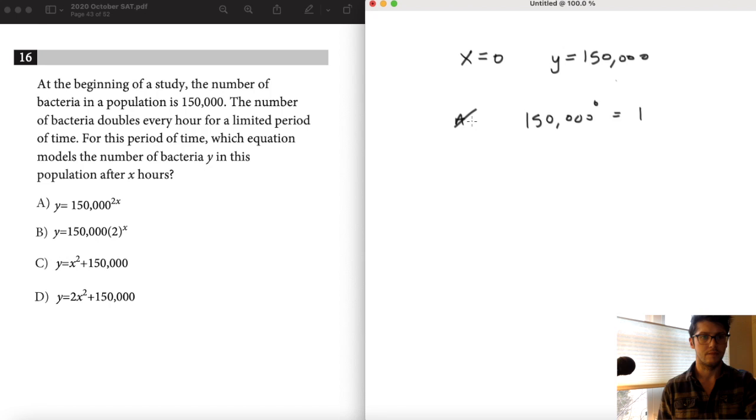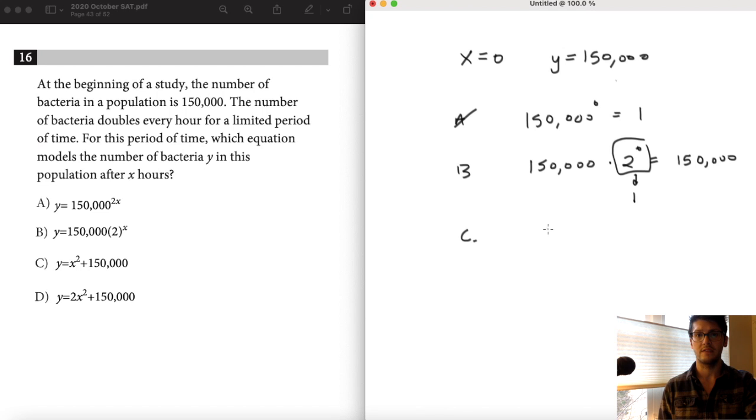I hadn't seen that. But B, however, you can't cross off right away because 150,000 is not raised to the 0, it's times 2 raised to the 0. And that's the same thing as 150,000 times 1, which is 150,000. To be clear, 2 to the 0 or anything to the 0 power is a 1. So that's cool so far, and it's going to end up being the right answer. I'll prove to you why C and D are wrong, though.